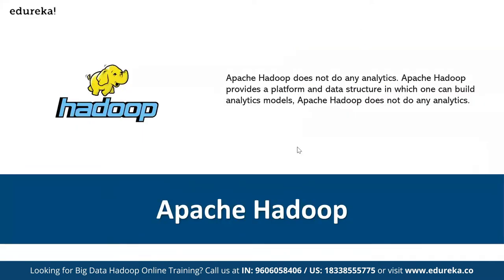Apache Hadoop. Hadoop does not do any analytics. When I say Hadoop does not do any analytics, it is mainly used for big data storage. Earlier, it had a processing framework called MapReduce. It even has it now. But with the evolution of big data technologies, we have much stronger technologies.